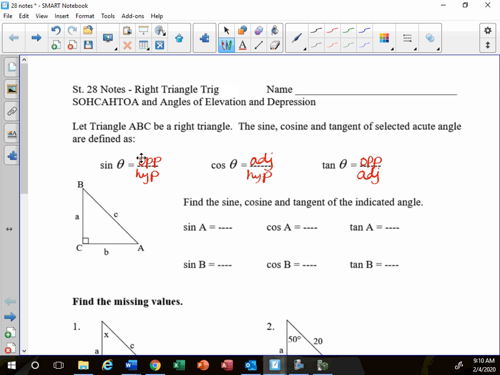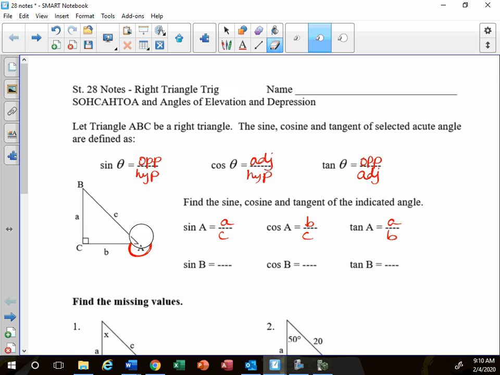So if I look at the right triangle down here and I'm referencing angle A, what is the sine of angle A in terms of the little letters a, b, and c? What would you tell me? Little a over little c, right? All right, what about cosine of A? What would you tell me? B over C, good. Tangent of A? A over B. Fine with those, right? Okay.